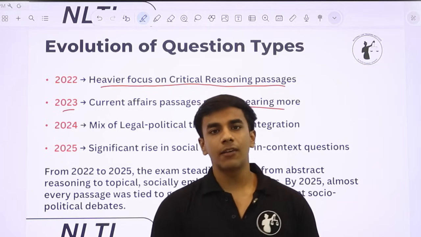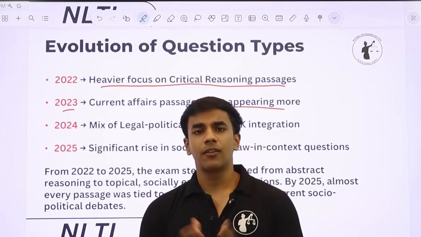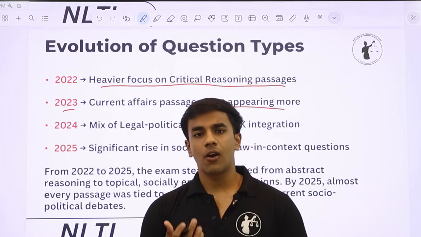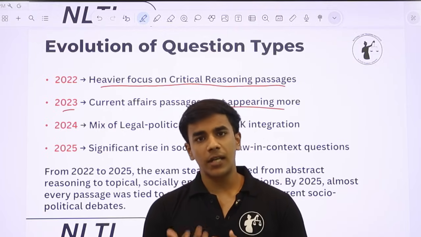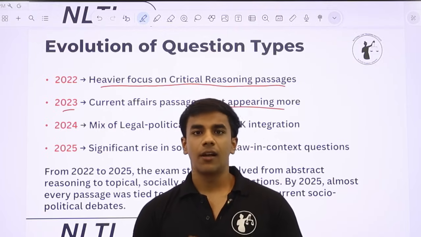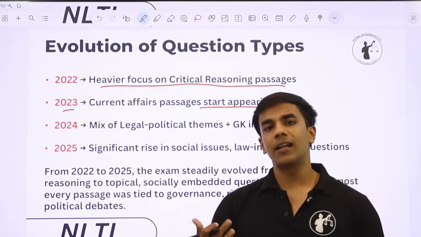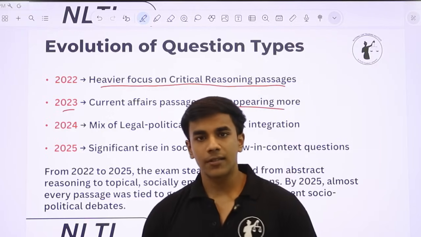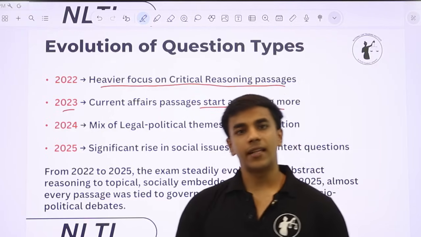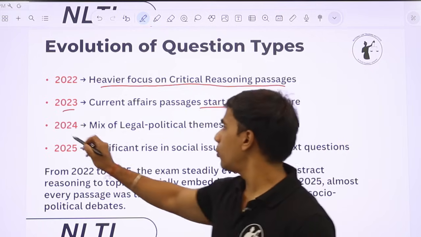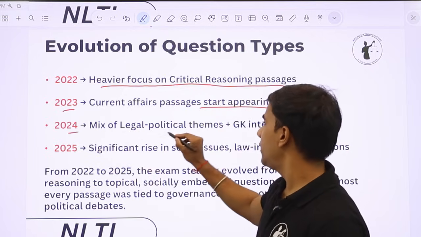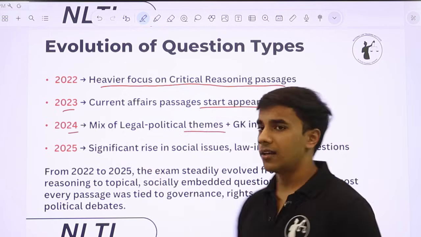But the passages that were coming were less fictional, non-fictional, but more contemporary, with a general knowledge nature to it. Very contemporary, relevant, topical passages started coming in NLSAT 23. Now in 2024, there was a mix of legal political themes plus GK integration.